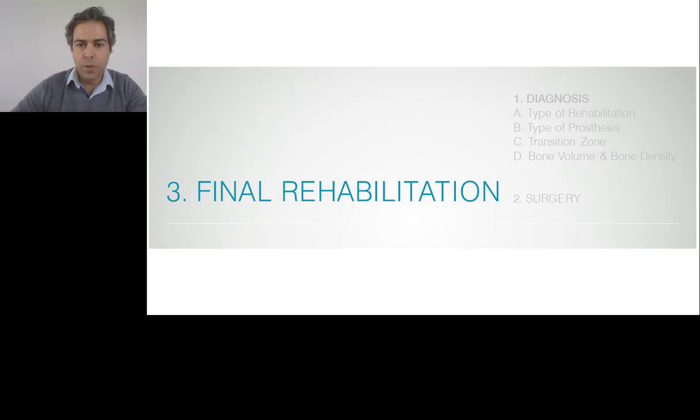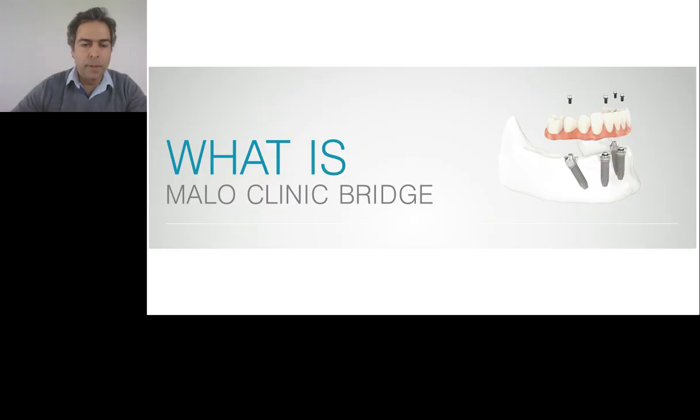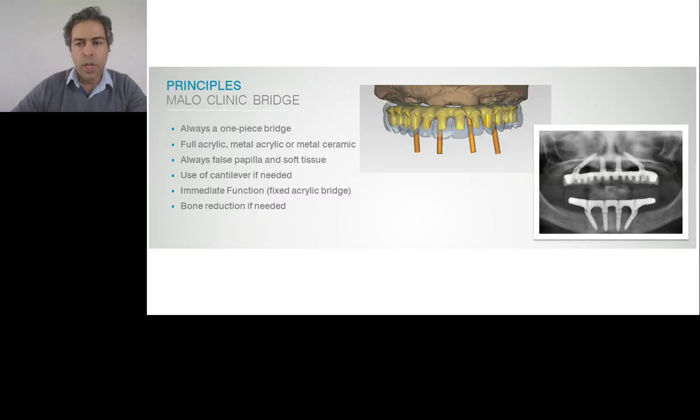So to finalize, of course, we have to talk about the final rehabilitation. And the Malo Clinic Bridge, as I was telling you, is always a one-piece bridge concept that we have used for more than 15 years in our clinics. We can use three materials: full acrylic, metal acrylic, or metal ceramic. We will always use false gingiva, pink gingiva. We can use cantilevers every time needed to restore a 12-unit bridge, and we will always go through immediate function on these patients and perform bone reduction for prosthetic space reasons every time needed.